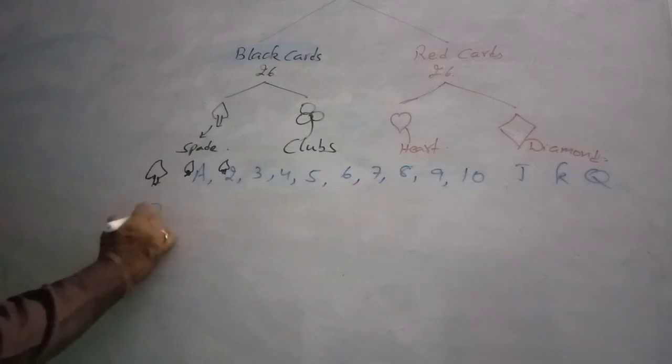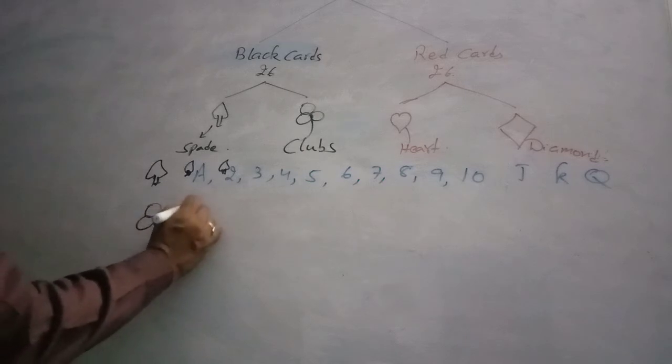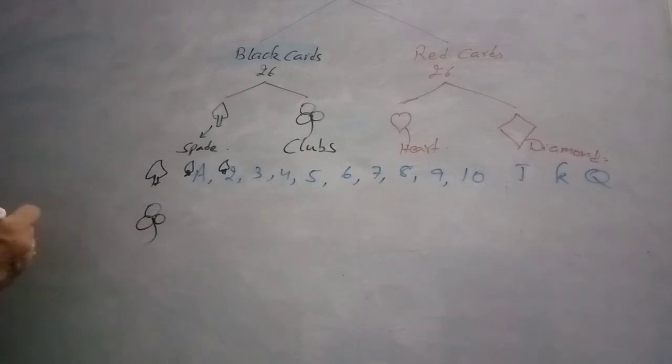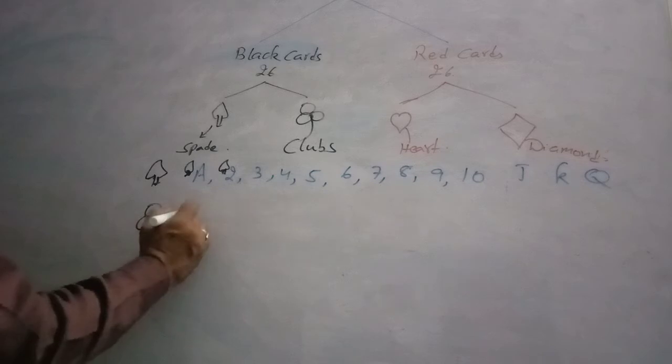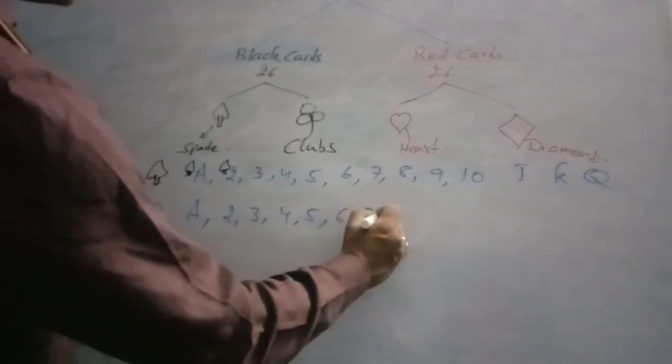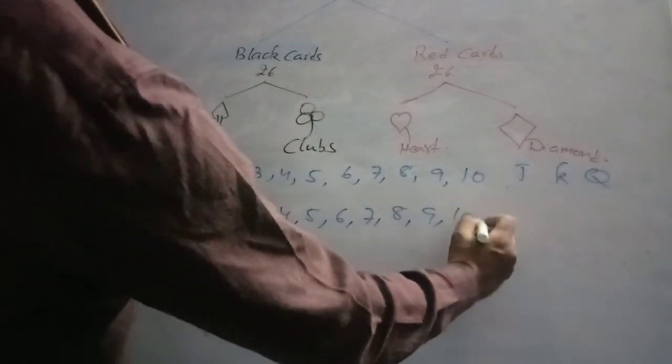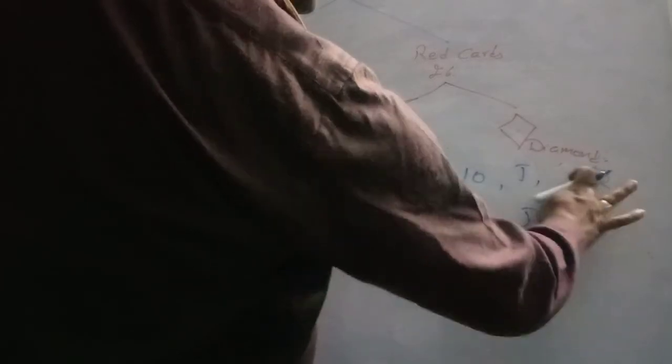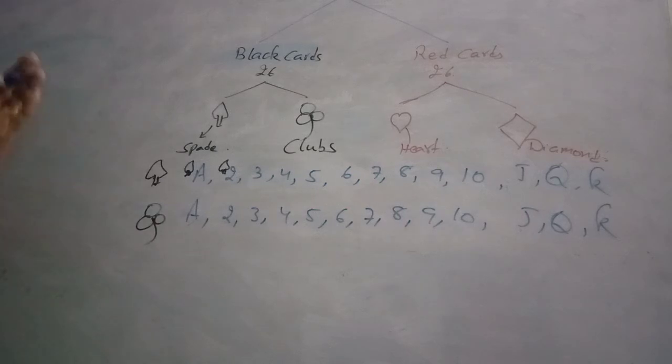For clubs, ace is there, so the same. I'll write it this way: ace, 2, 3, 4, 5, 6, 7, 8, 9, 10, jack, queen, king. Jack after queen after king, right? Similarly, after the king of clubs, then comes the heart or diamond.